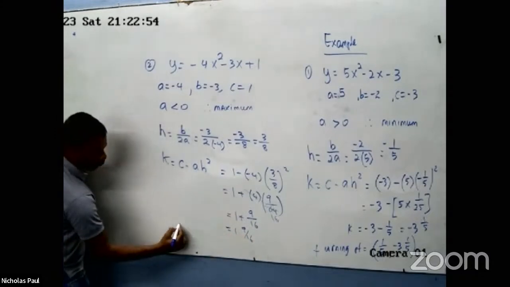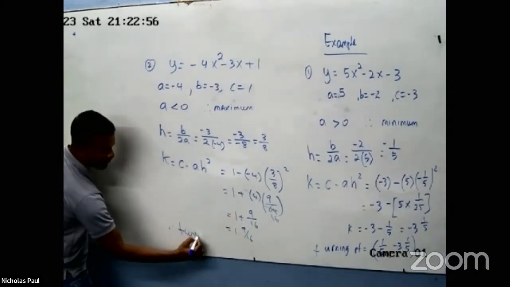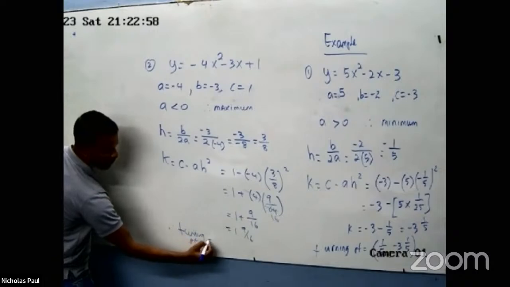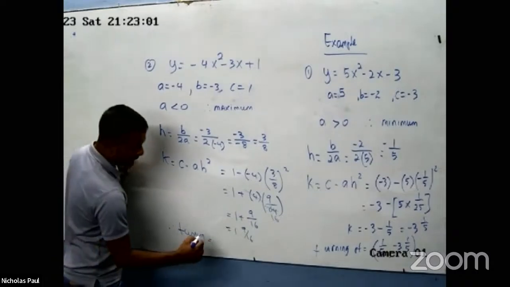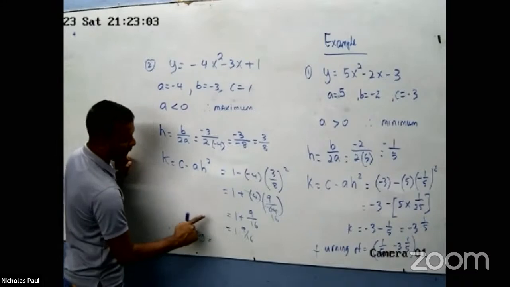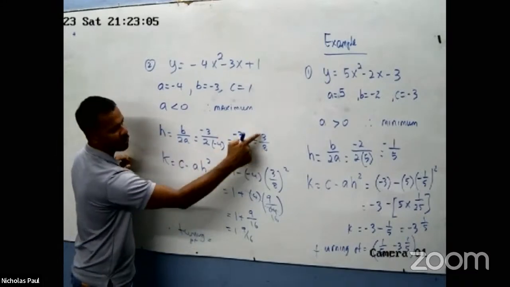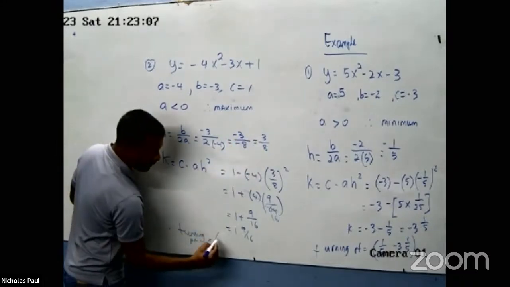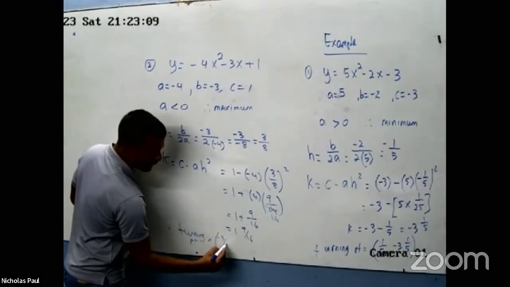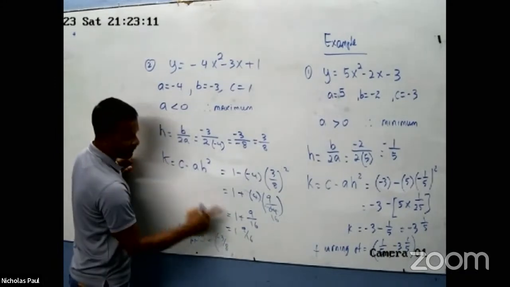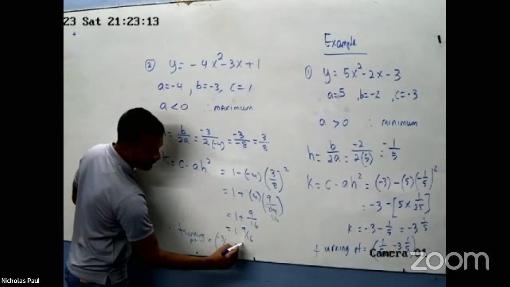So therefore, what is the turning point? The turning point is equal to minus H. So if H is 3/8, minus H is minus 3/8. And K is 1 and 9/16.